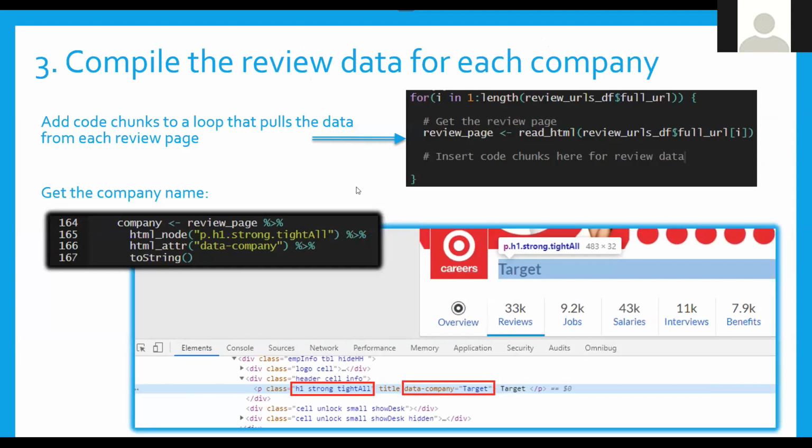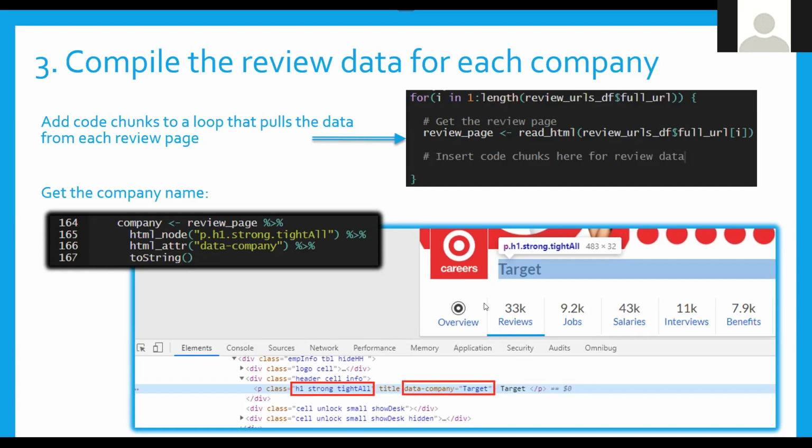All right, next up, third step. So now we have our result page and we have a review page. Now we need to loop through each review page. So this is just a quick sample loop of how you would loop through the review page, read each review page. And then we want to get all the information on the review page.